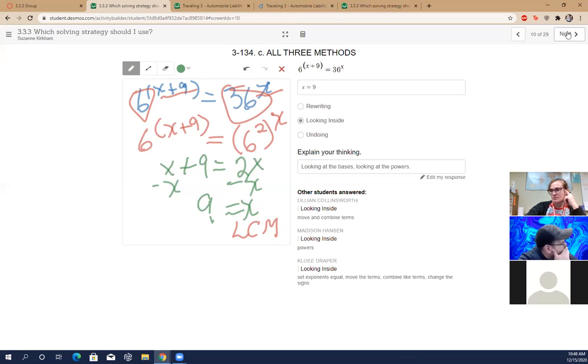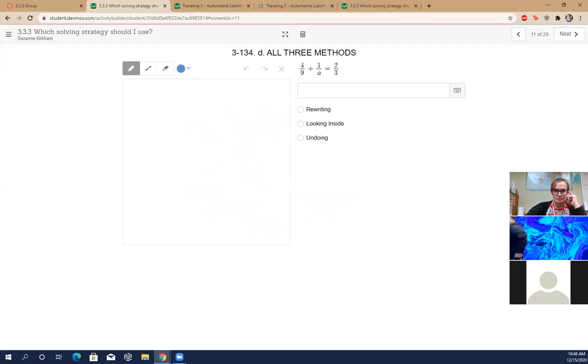All right, page 11. Okay, so this next one, we're going to do the same thing as we did in the other one with fractions.